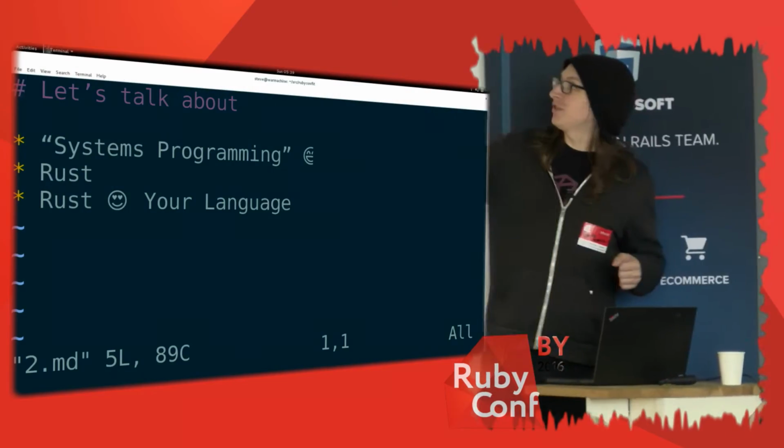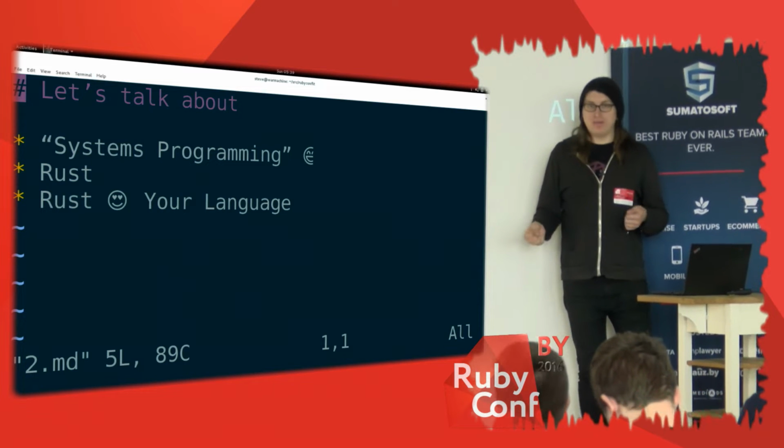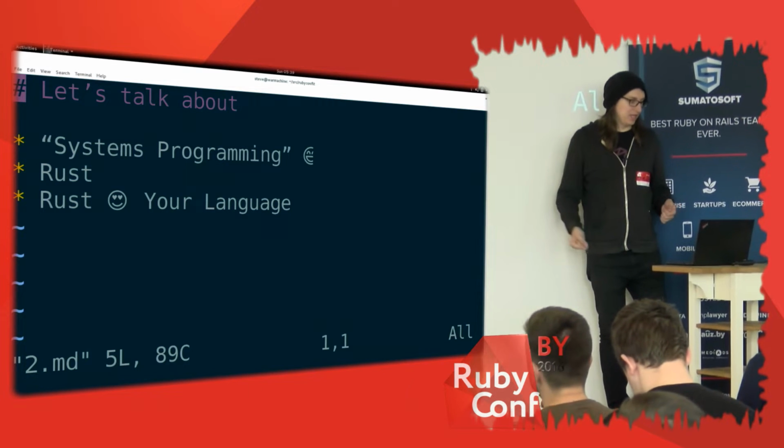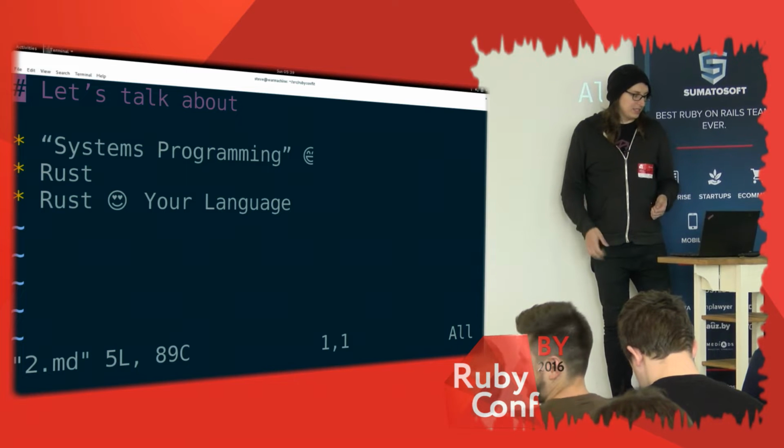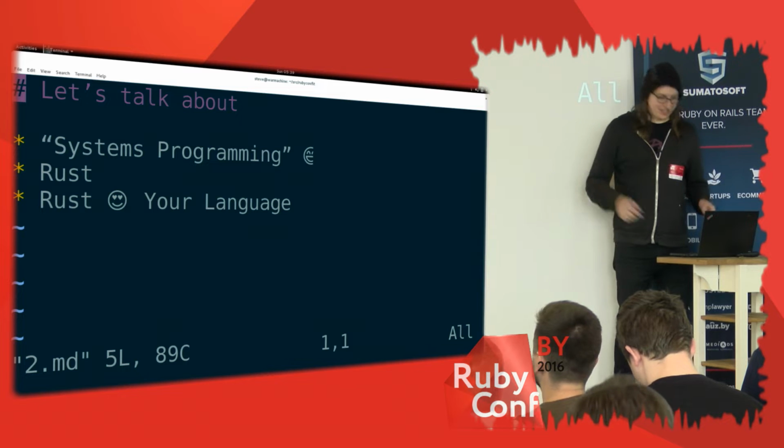Okay, so in this first part, we're going to talk about three things. The first one is what is systems programming, because Rust describes itself as a systems programming language. The second one is a little bit about Rust itself, and then the third one is how Rust and Ruby make heart eyes emojis at each other.